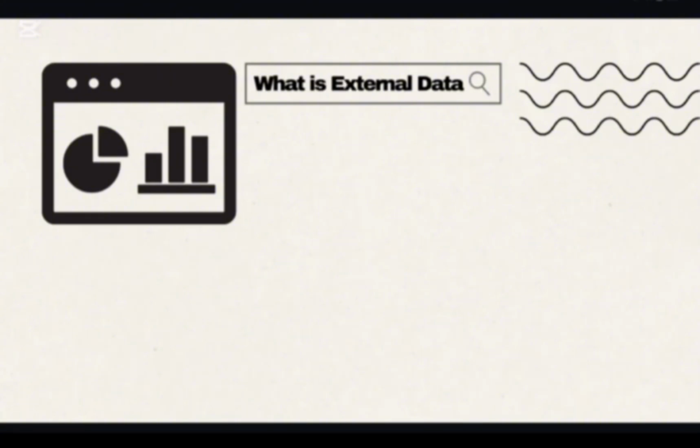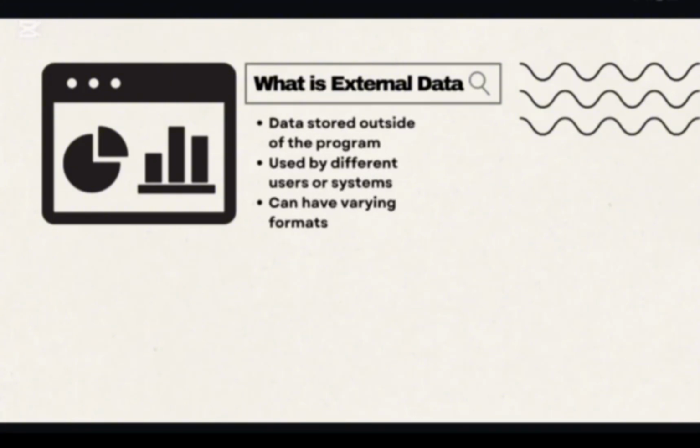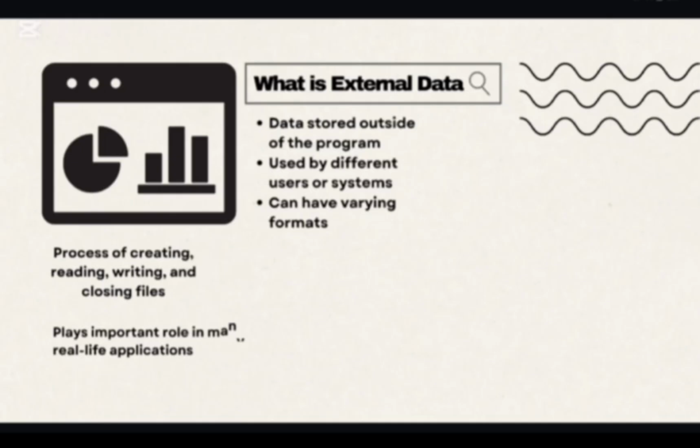External data refers to data stored outside the program, usually in files. Since different systems store data differently, file handling is important to manage and standardize it. File handling also involves creating, reading, writing, and closing files. It allows data to be stored permanently instead of being lost after a program ends. It also plays an important role in many real-life applications, such as financial systems.